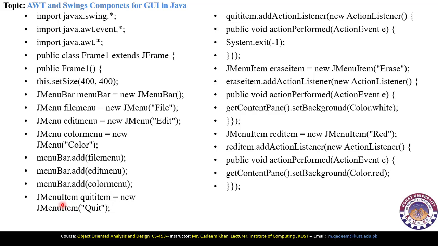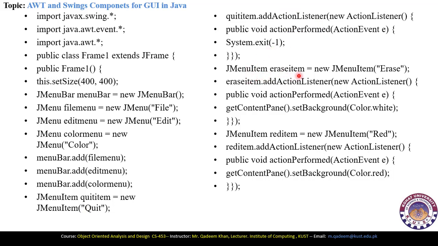Then we have JMenuItems. JMenuItems define the items inside of these JMenus. So first we have defined the JMenuItem quit, and then we have defined the actions with the quit. So here quitItem.addActionListener, new ActionListener, public void actionPerformed, ActionEvent e, System.exit(-1). It means that when this menu is clicked, through this event, the system will be closed. Means that the output will be closed.